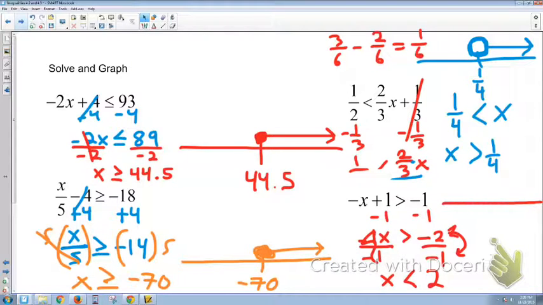So to graph this inequality, I'm going to put 2 here, and x is going to be any solution that is less than 2, but not greater than 2, or not equal to 2. So these are my 4 solutions here. Hopefully, if you can do all 4 of these, then you should do fine on the quiz.